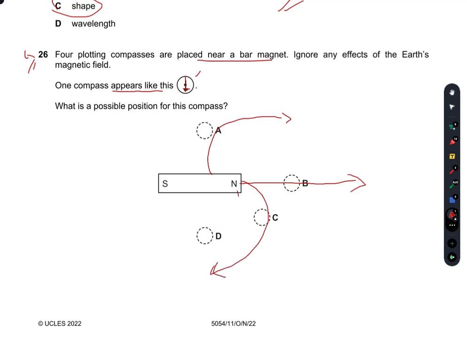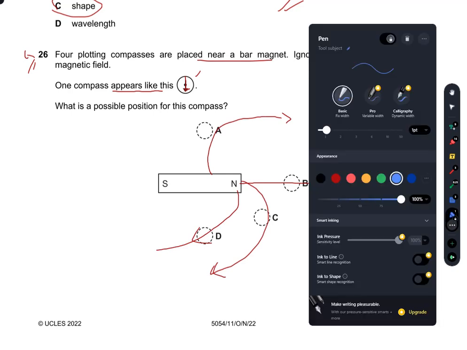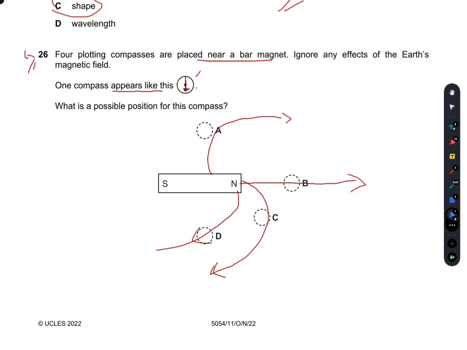Towards the south pole. So at which point it would be like this. A compass aligns itself in the direction of the magnetic field. In B, it would be in this direction. In A, it would be something like in this direction.